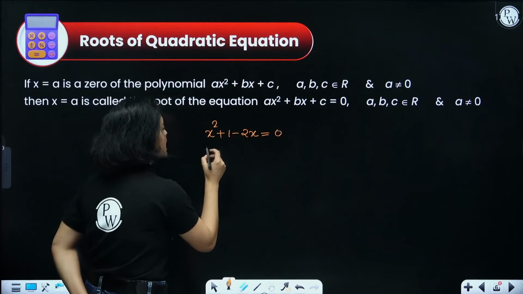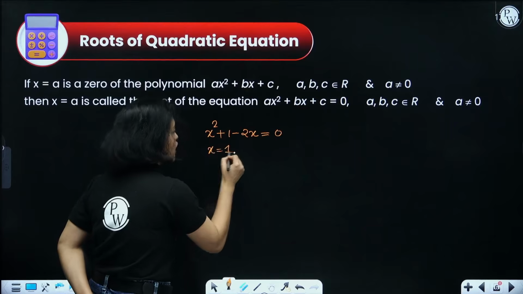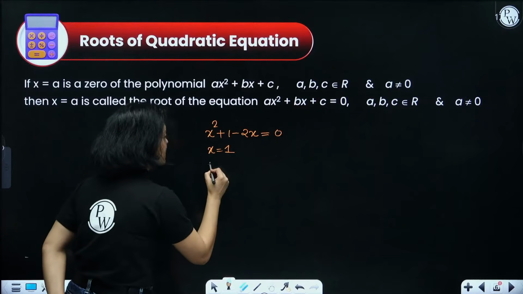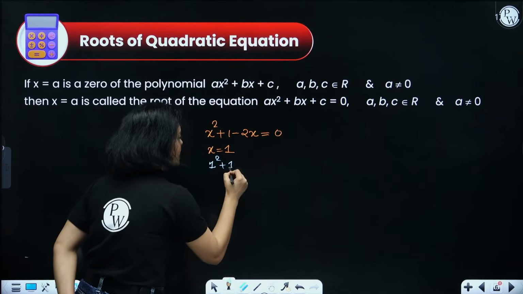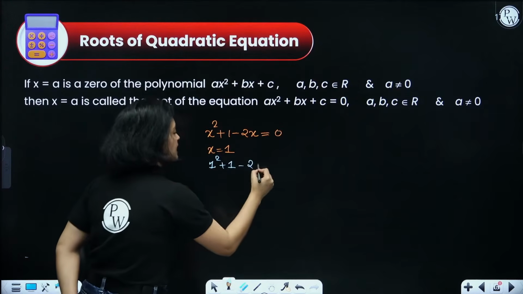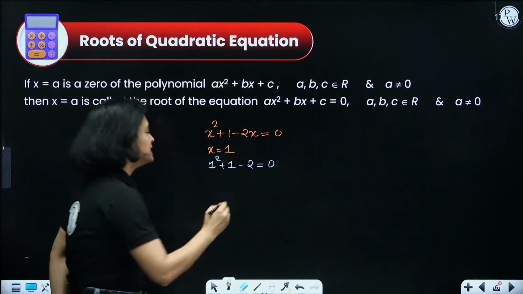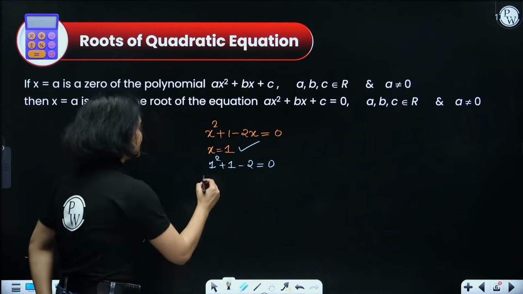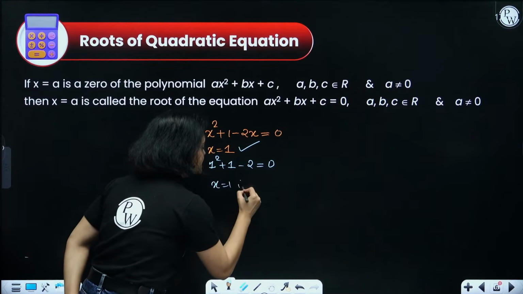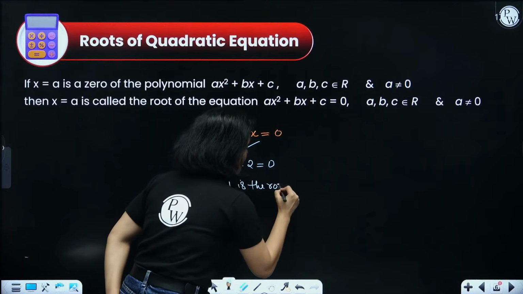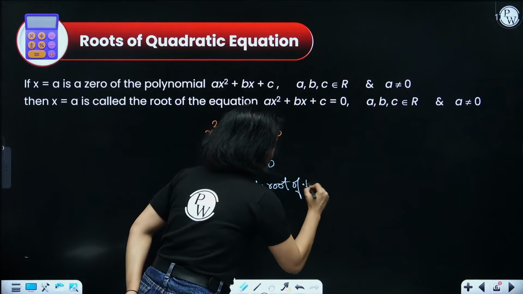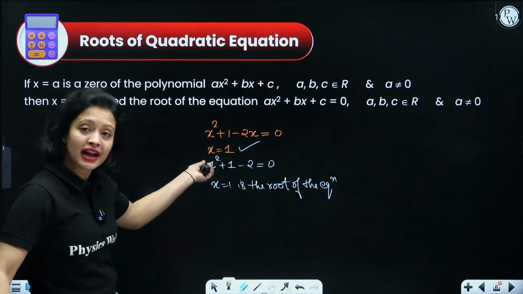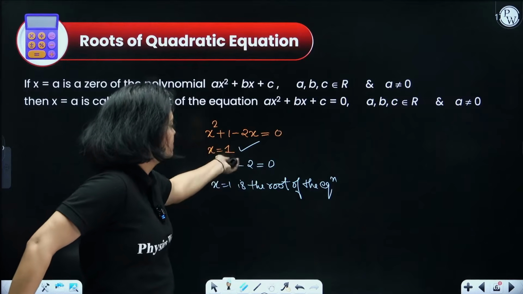Now here, if you plug in the value of x as 1, what do you get? Can you see? So if I put x is equal to 1, this will become what? 1 square plus 1 minus 2. Right? That clearly is equal to 0. So that means x is equal to 1 is satisfying the given equation. Right? So I will say that x is equal to 1 is the root of the given equation. Got it?